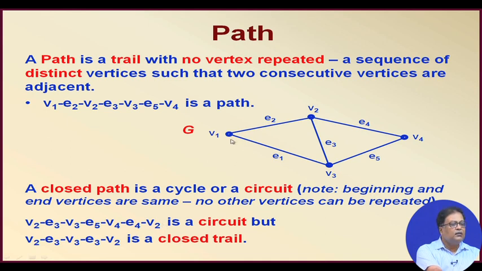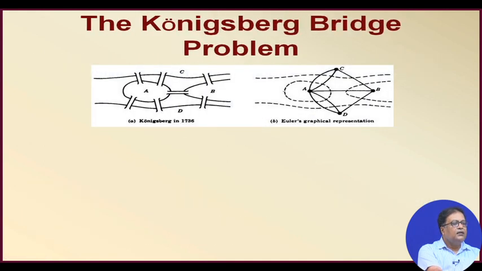So, what is a closed path? V1, E2, V2, E3, V3, E1, V1. So, in this case, see what is happening, the beginning and ending vertices are the same, but no other vertices can be repeated. So, some question may be raised that how come it is a path, because this beginning vertex is repeated, but we call it a circuit. So, that is a closed path. So, more about the circuits and other things later, and let us now continue and see a particular problem that we are calling the Konigsberg bridge problem.